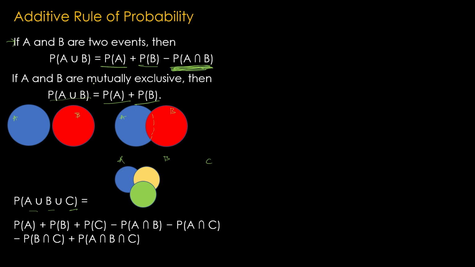Okay? So if they are mutually exclusive, then it is the probability of A plus the probability of B plus the probability of C, there is no intersection, that is the extension. If they have an intersection, therefore the probability of the union of A, B, and C should be equal to the probability of A plus B plus C minus the probability of the intersection of A and B minus the probability of the intersection of A and C minus the probability of the intersection of B and C plus the probability of the intersection of A, B, and C. That's it.